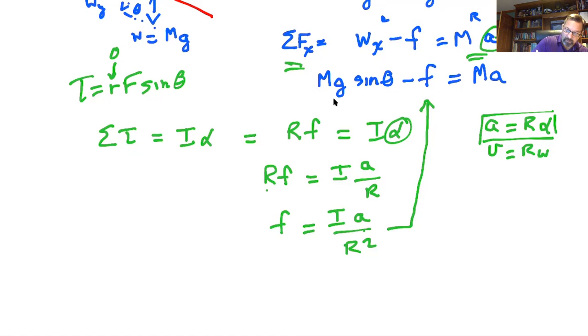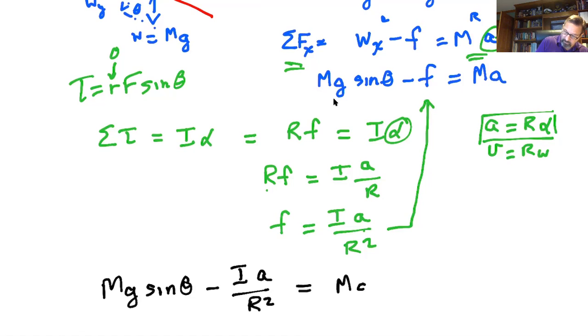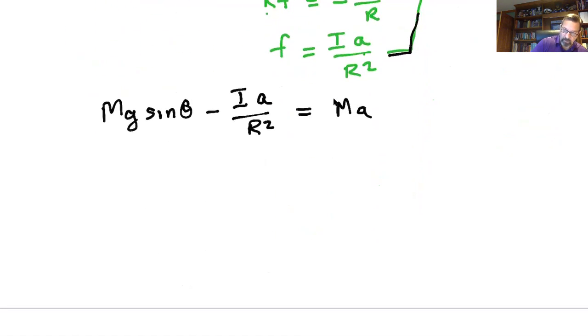So let's do that. I'll change colors a third time just to be obnoxious here. And so that means that m times g times the sine of theta, minus I times the acceleration over r squared, has to be equal to the mass times the acceleration. And that was accomplished just by making that substitution right there. And now we've got one equation. And if you look, the only unknown in it is acceleration. And so a little bit of algebra to solve for it, right? And that's hopefully what we do.